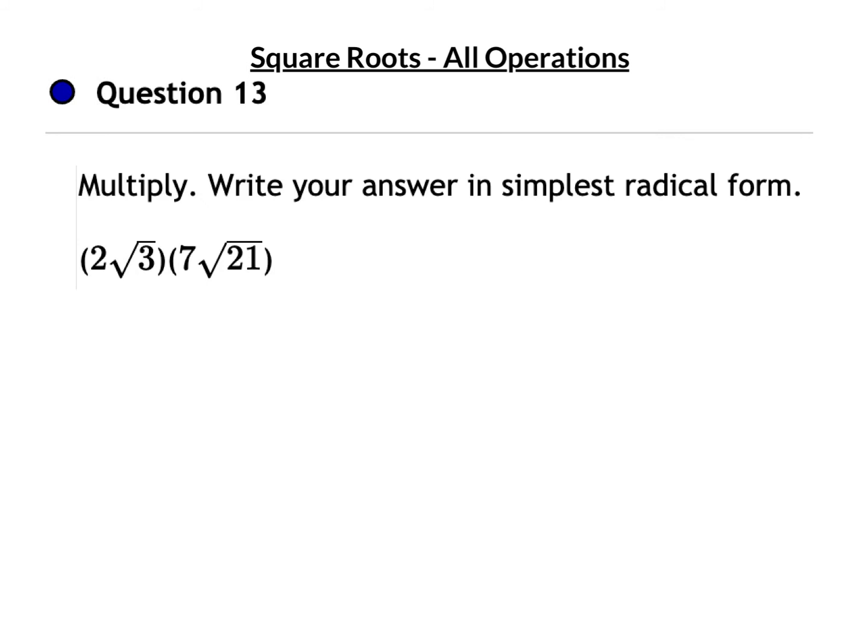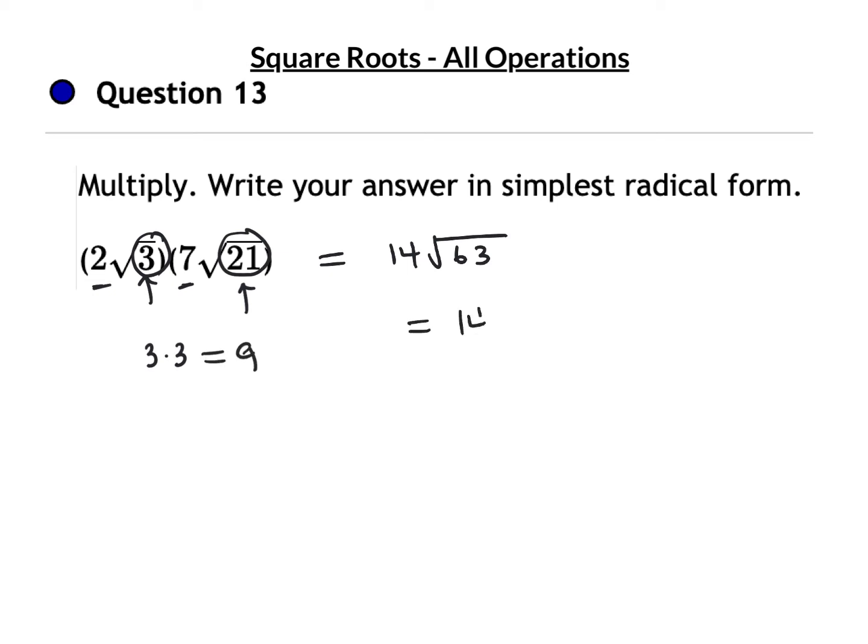Question 13. Now I'm going to multiply these, and it's going to be 14 root 63. I took 2 times 7 to get 14, root 3 times root 21 to get root 63. I need to find the largest perfect square in 63. I want to point out that we can see the largest perfect square because the GCF of 3 and 21 is 3. They both have a 3 in them. They both divide evenly by 3. And when I multiply, 3 times 3 gives me a perfect square of 9. There's a 9 in 63.